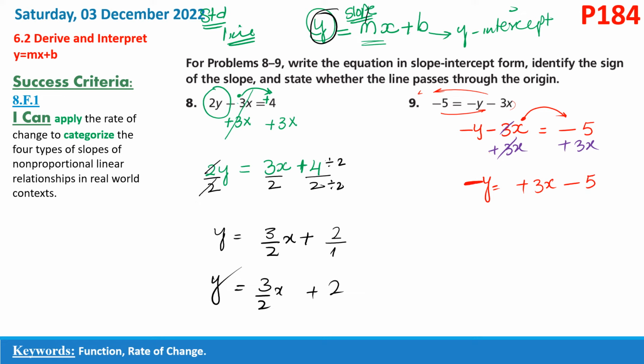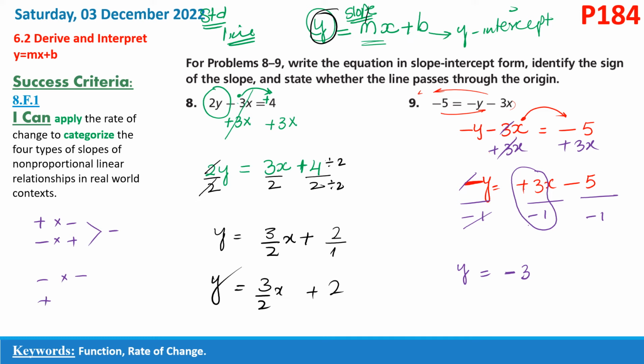Now here this negative sign I don't like. So I divide the whole equation by negative 1. So this negative and this cancel. I will get y equals to, now 3 divided by negative 1. 3 by 1 gives me 3. Positive and negative gives me negative. Remember, positive times negative or negative times positive gives a negative sign. Negative times negative or positive times positive gives a positive sign. So x as it is. Now again 5 divided by 1 is 5, and minus minus gives me what? Plus. So this is how we write the equation of the line.